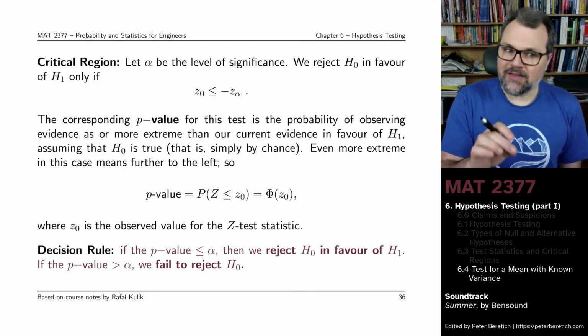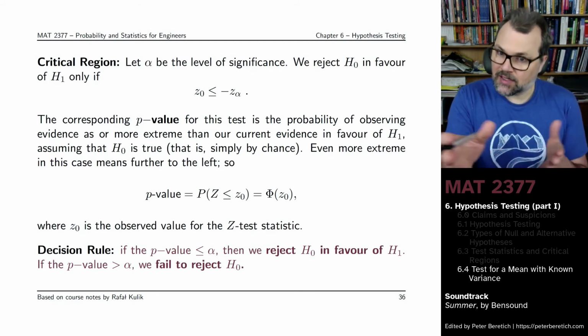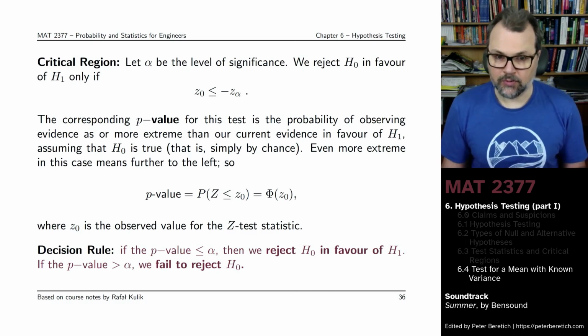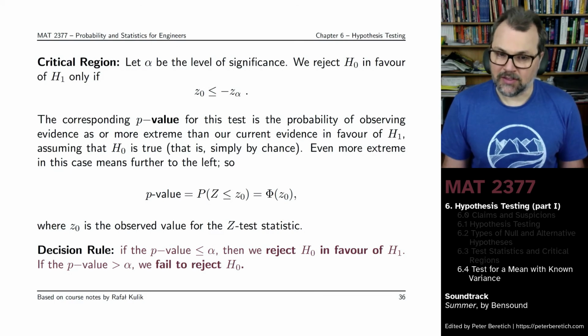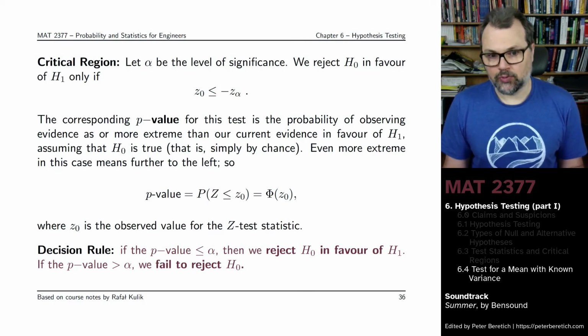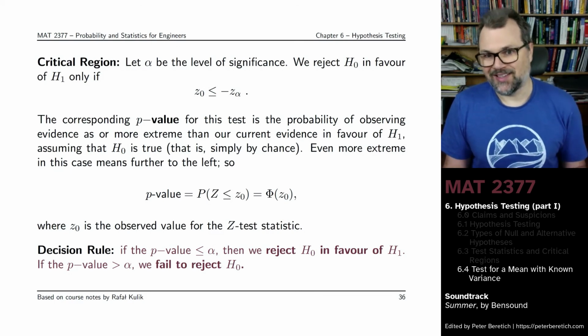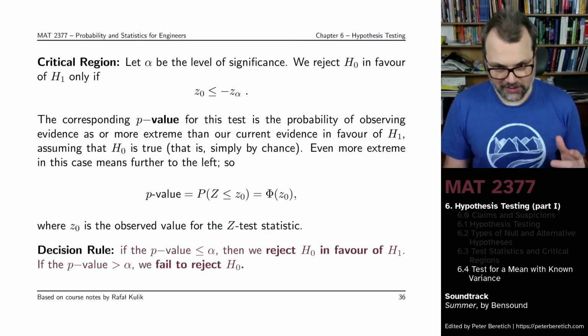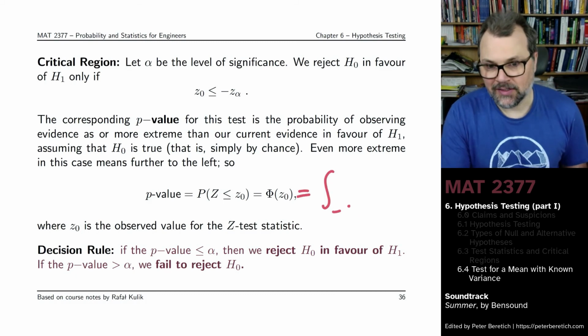Extreme cases, even more extreme cases. In this case, as the drawing showed you, that means that we're moving further to the left. So the p-value would be the probability that the standard normal distribution would be smaller than Z0. That's the area underneath the curve from minus infinity to Z0. That is phi at Z0.